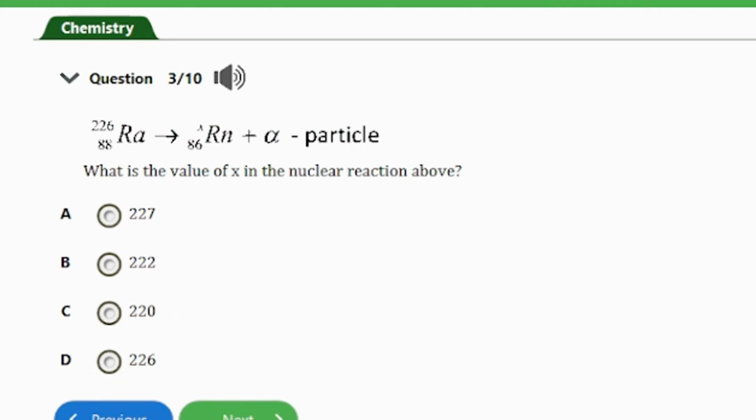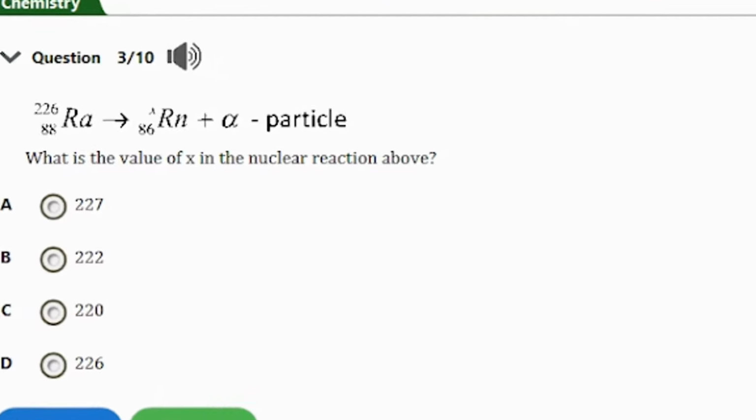Let's consider the next question, question number 3. So here we have an equation of a reaction. The question says, what is the value of X in the nuclear reaction above? So guys, for this, we are going to zoom in right here to our workspace and solve this together.